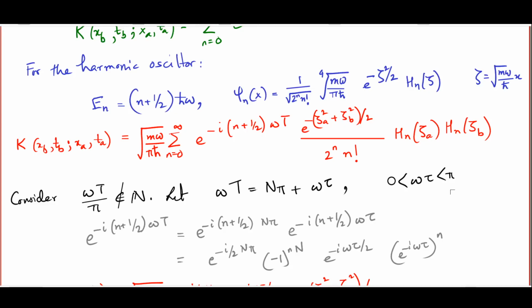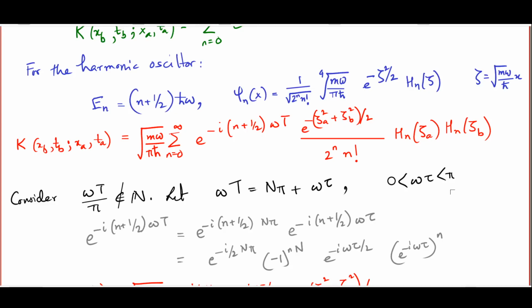The very first factor that I have written down is e to the minus i by 2 capital N pi. This should be familiar to you as the Maslov factor. And ultimately we will want to show that this is the factor which sits in the front of the propagator when omega T exceeds pi. The next term that you have is minus 1 to the power small n times capital N. You have an e to the minus i omega tau by 2. And finally, you have this e to the minus i omega tau to the power n.